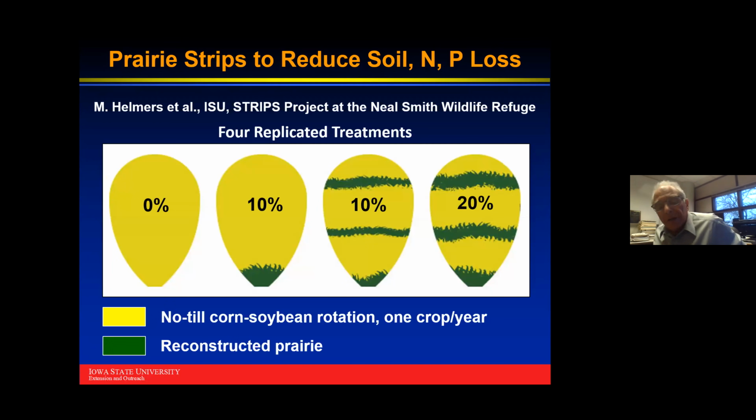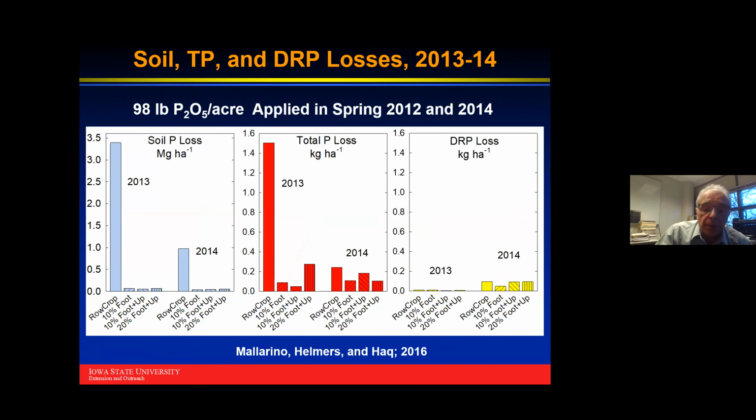Okay, another study is that you may have heard about this study. It was done by Helmers and all kind of people in the Neal Smith Wildlife Refuge. They were looking at corn soybean rotations with no-till and different prairie strips strategies. These were the treatments, okay? I'm not gonna give details. I participated in this project only in 2 years, actually 3, but in one of the years there was not much runoff.